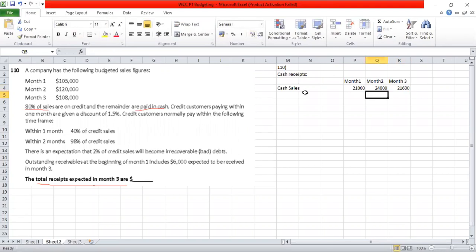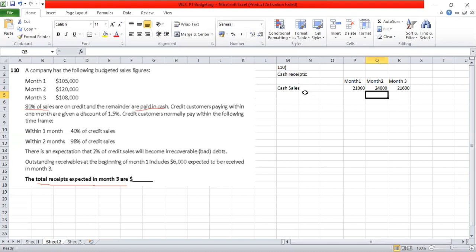Then the credit term details are 80% of the sales are on credit. Credit customers paying within 1 month are given a discount of 1.5%. So those customers, if they pay within 1 month, are given a discount of 1.5%. But out of the credit sales, only 40% are paid within 1 month. So those that pay within 1 month can avail a discount of 1.5%.